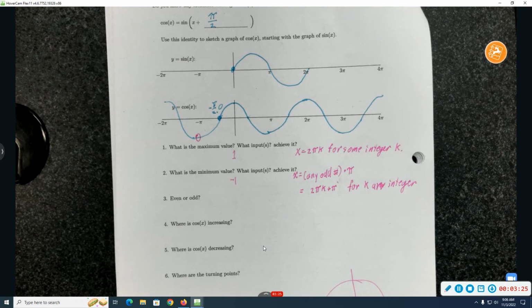Even or odd? I hear an even? And in fact, we already knew that. We already knew cosine of -x is the same as cosine of x.